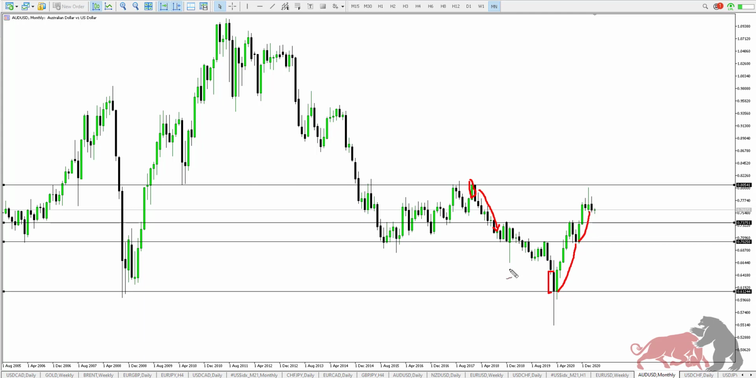Displacement can only be provided in the market by institutional traders, the guys with the big pockets. They're the ones that move the market. That is crucial to your analysis as an institutional trader. It's crucial. Remember, guys, I'm not talking in a retail mindset.